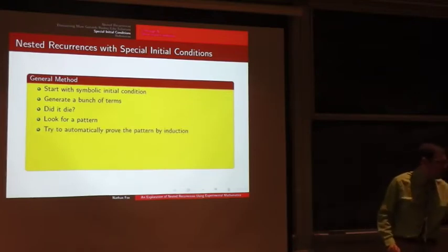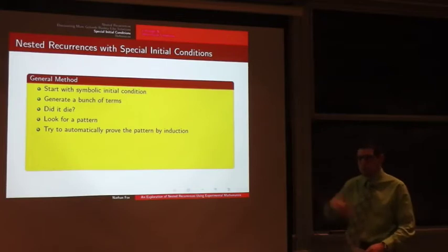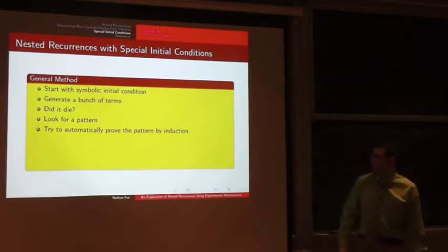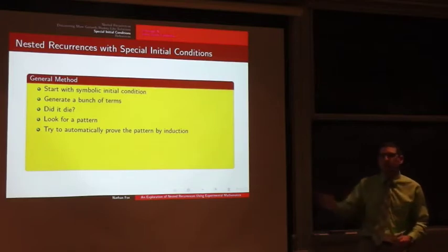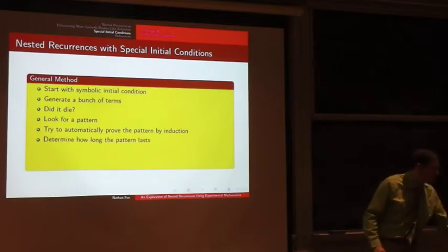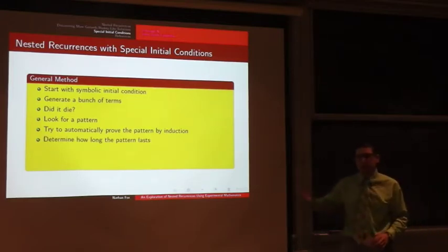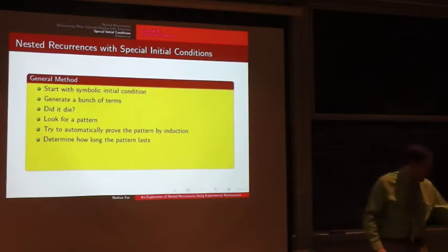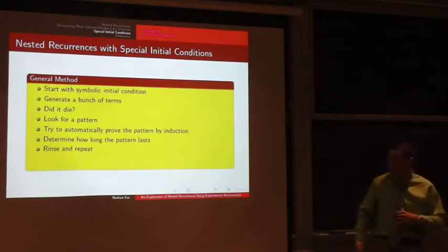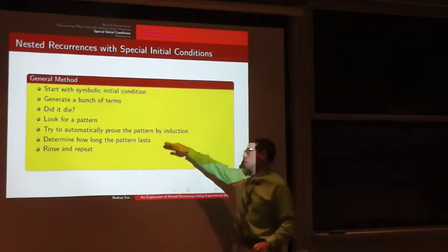So you try to automatically prove the pattern by induction using something similar to what we were doing before. But the difference here is the induction is allowed to fail not just at some point in the past, but also at some point in the future. So the pattern may only last for, say, n terms or something. So if that happens, it might last forever, then you're also done.